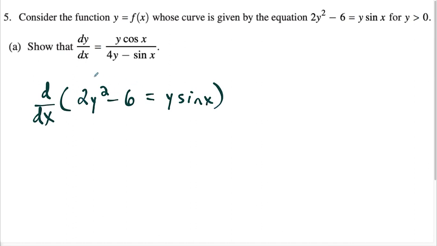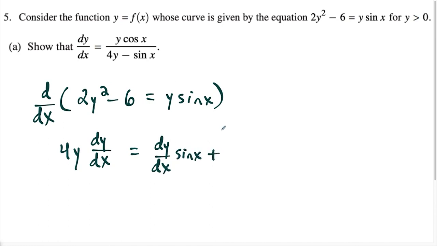So going forward with this, on the left side, things are a little bit easier. We're going to do the power rule here. So we're going to have 2 times 2y giving us 4y. But remember, anytime you take the derivative with respect to x of a y term, you have to tack on a dy/dx. The derivative of minus 6 is 0, so we're just going to leave that be. And then on the right side, we have to use the product rule. So we're going to have the derivative of y is 1 times dy/dx times sine x, plus y times the derivative of sine x, which is cosine x.